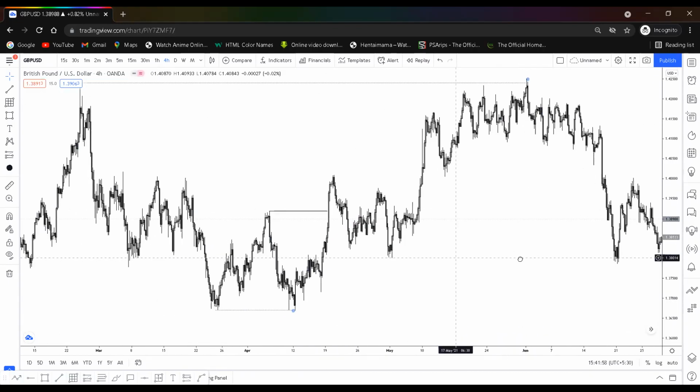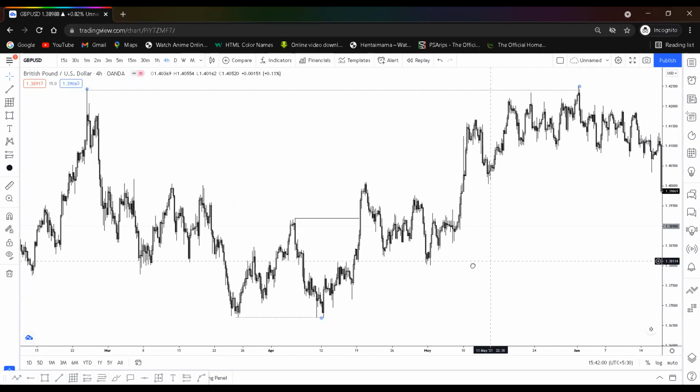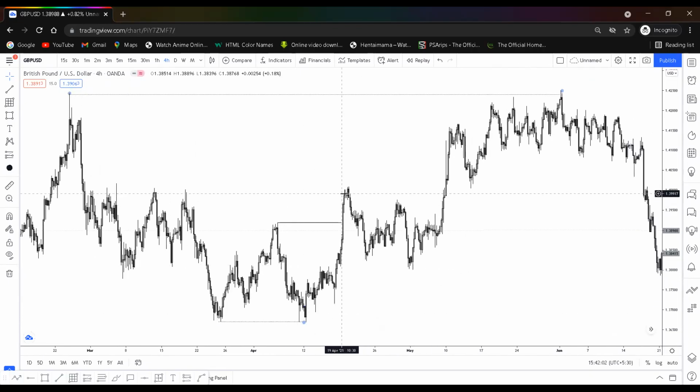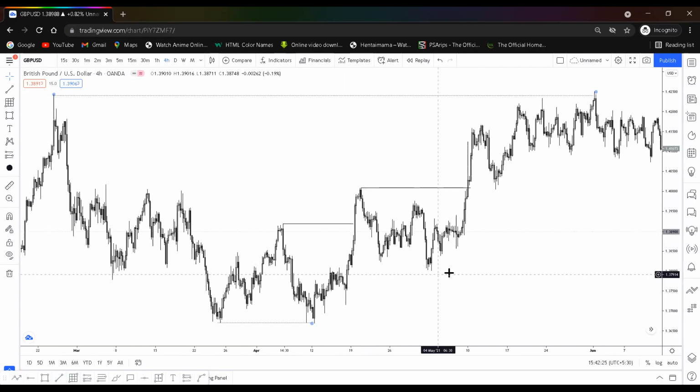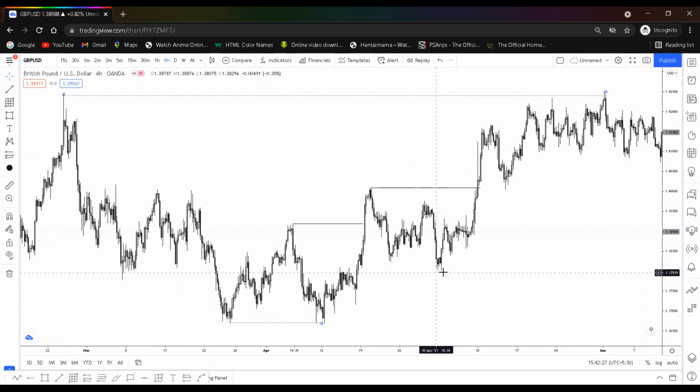Okay, so what the retailers are taught is that if after a break of structure, price comes back and retraces and then breaks structure once more to the upside right here, the retailers would consider this a strong low, because it retraced after the break of structure and then gave us another break of structure. You see that? So what the retailers are taught is to place their stop losses and sell stops below this, because they think this is a strong low.